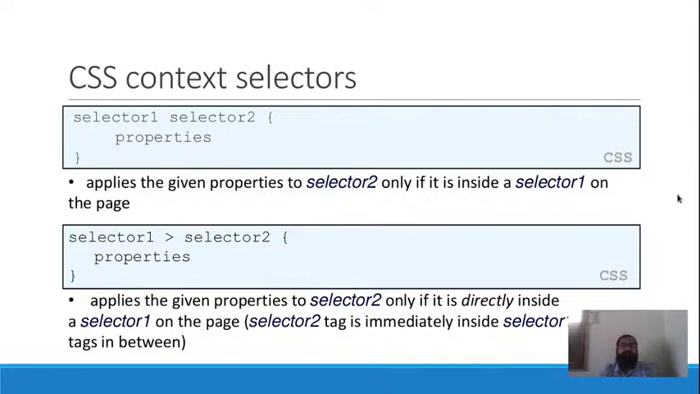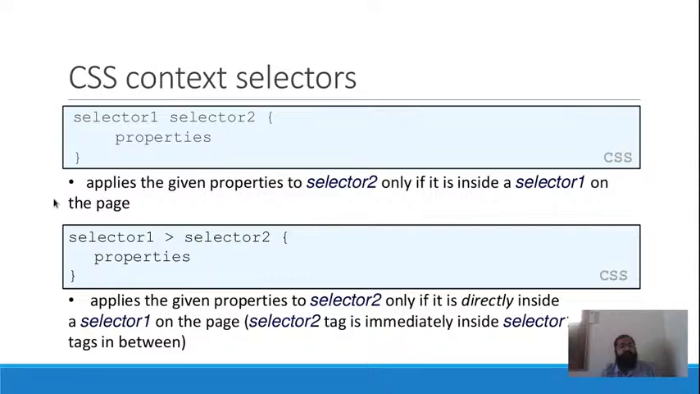Then you can also have some context selectors for your CSS. Say for example, in my CSS the selectors p and a and h2, h3, h5, h6, hash mission, special, shout, like dot special, p dot shout are all the selectors that we have used so far, right? Now if I want to use two selectors, we have seen that we can use it that way also. If I use two selectors, let's say selector 1, selector 2, and then some properties are written in the CSS, then it applies the given properties to selector 2 only if it is inside a selector 1 on the page.